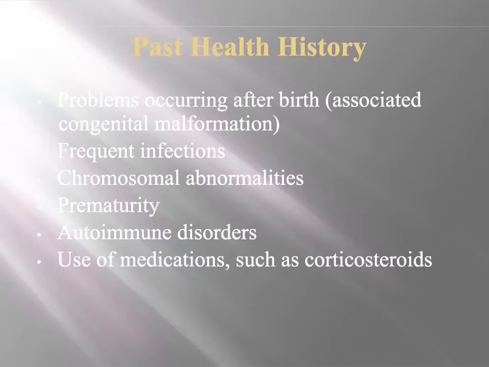Some other things to think about in the history, especially if we don't know the kid has a cardiac issue, is to find out what happened during the birthing process and during pregnancy. Also, if that child's getting sick a lot, those chromosomal abnormalities. Was it a premature child? Premature kids sometimes have issues with the closing of the ductus arteriosus or the foramen ovale, and that can give us an indicator of some things we might need to do.